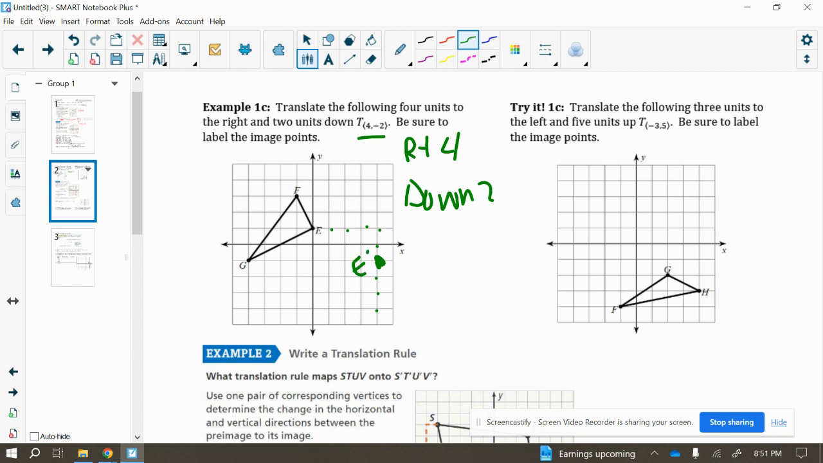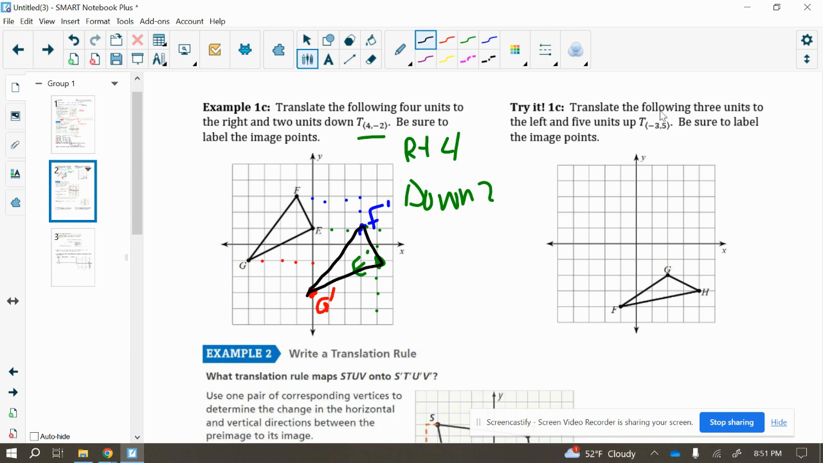So we have E prime. And then we also have F prime moving to the right 1, 2, 3, 4, down 2. So we have F prime, and then G prime would be moving to the right 1, 2, 3, 4, down 2. And what we notice about this is that our figure E prime, F prime, G prime is the same shape and size as the original.